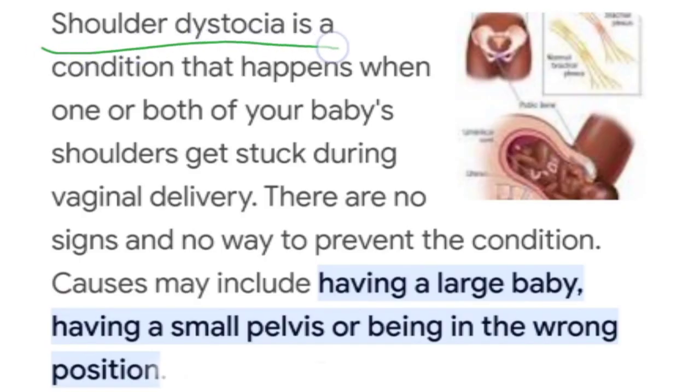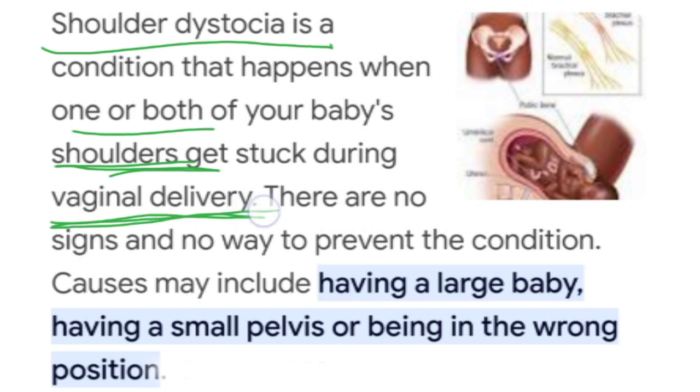Shoulder dystocia. It's an obstetrical condition, which means it's a problem in delivery. In this condition, either one or both of the baby's shoulders get stuck during the delivery period, and the baby's exit will not be possible. Normal delivery becomes a critical condition. It can be that the baby is large or the mother's pelvis is small. In either condition, shoulder dystocia is seen.